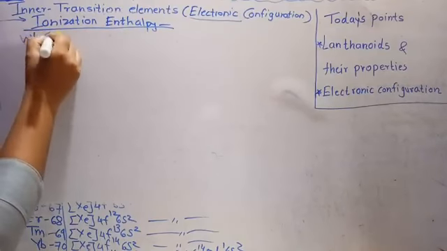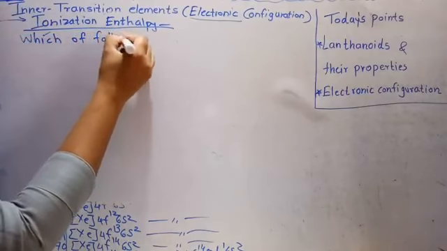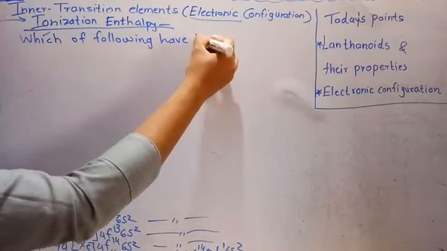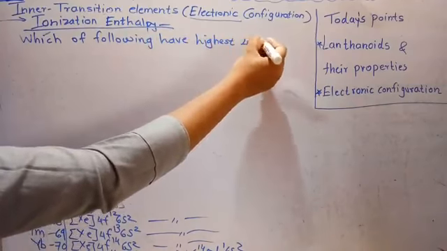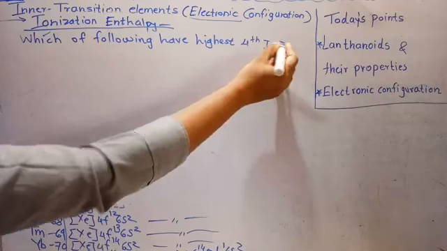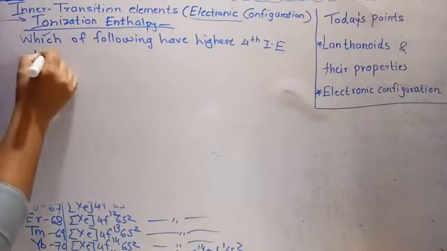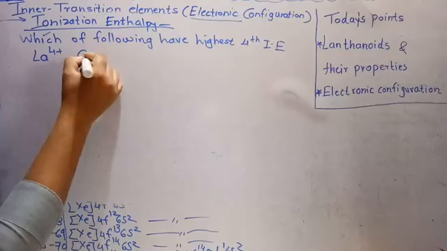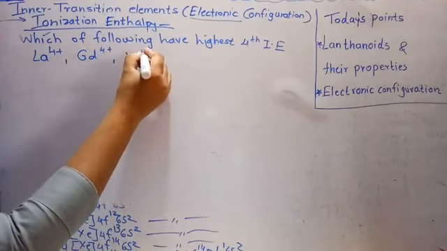Which of the following have the highest fourth ionization enthalpy? And there are some ions given. The first ion is lanthanum 4+, second is gadolinium 4+, and last is lutetium 4+.